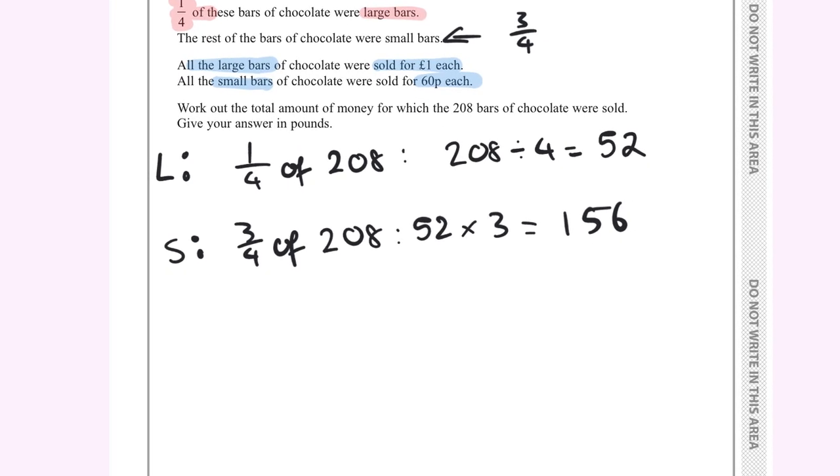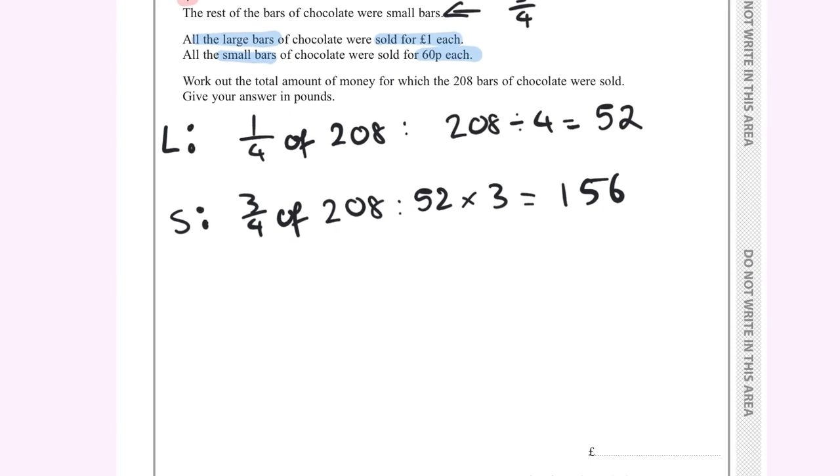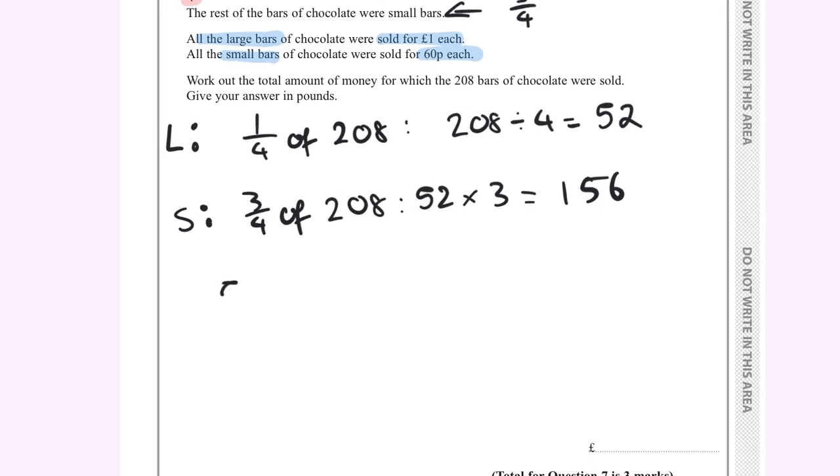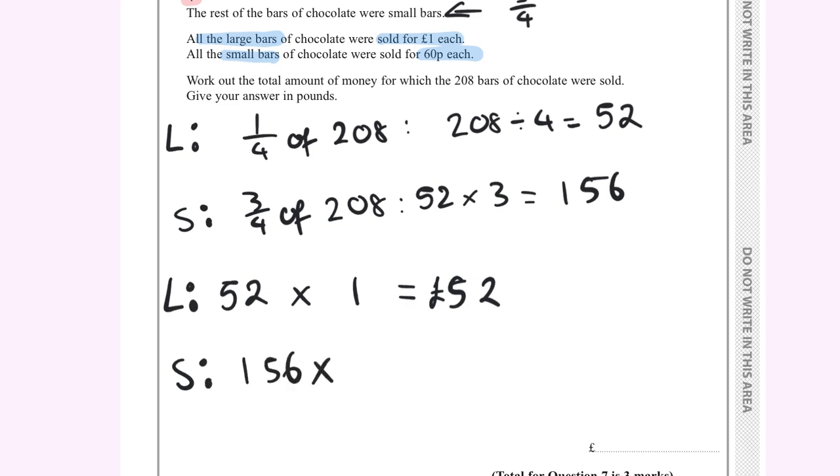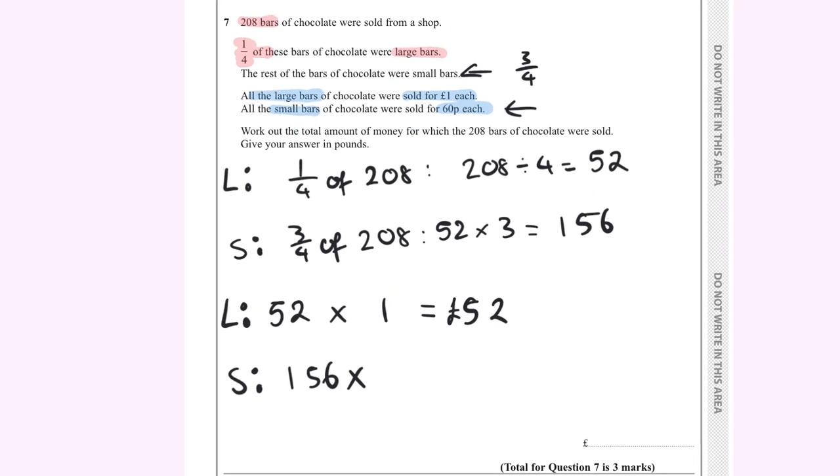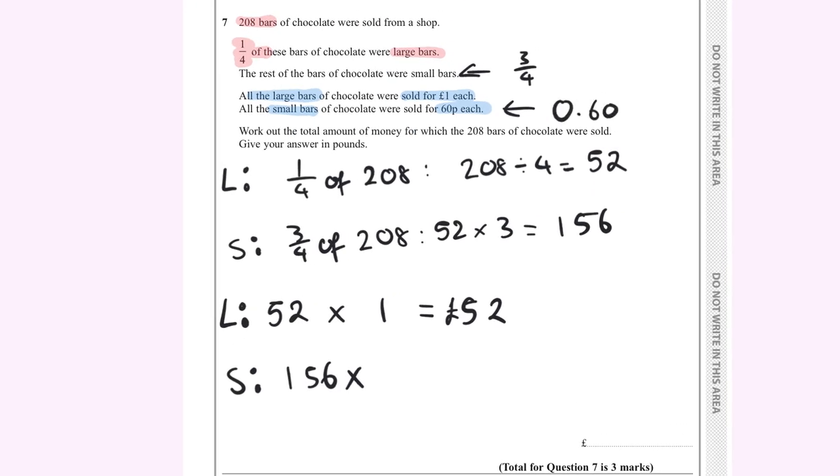Okay, and we've got some costs. So all the large ones for £1 each, all the small ones for 60p each. So we've got 52 times 1, which is £52. So that, again, that's the large. And the small, 156 times 60p. I'm going to put it in pounds because they want the answer in pounds. That is £0.60, so I'm timesing it by 0.6.